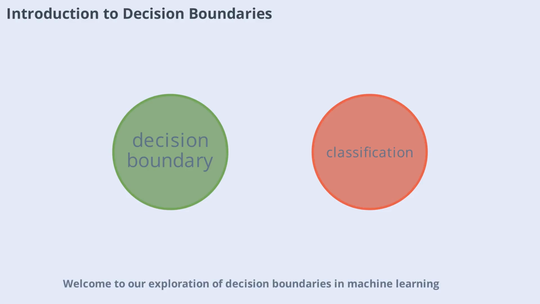Welcome to our exploration of decision boundaries in machine learning. Imagine you're teaching a computer to distinguish between apples and oranges based on their features like color and size. The computer needs a way to decide where the apples end and the oranges begin. This is where decision boundaries come into play. They are the invisible lines or curves that separate different classes in your data.